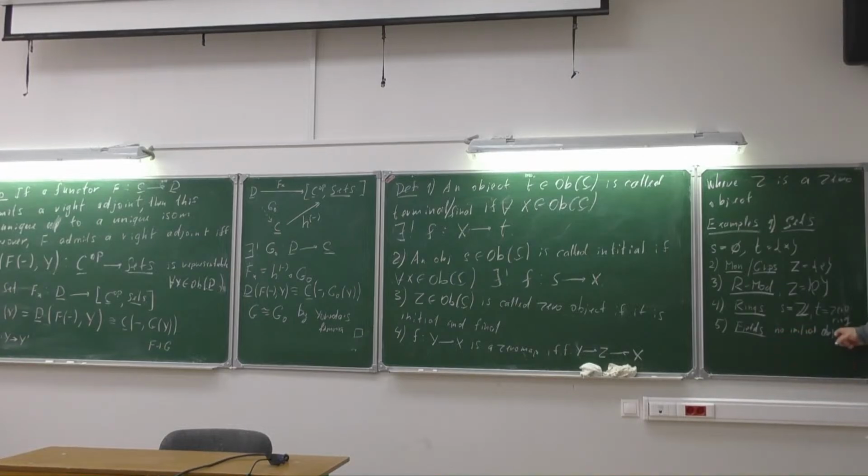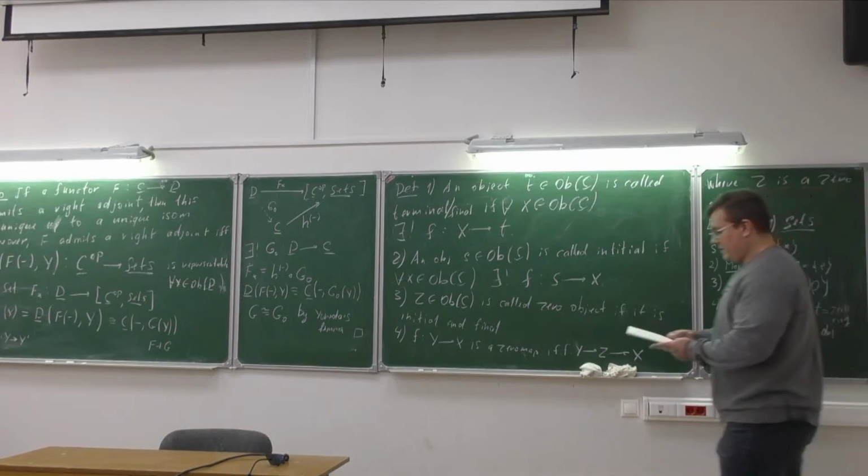But for the terminal object, the situation is more or less the same as for the rings. If you have a zero field in this category, then this is the terminal object. If you don't have a zero field, then there is none. So here everything is the same.